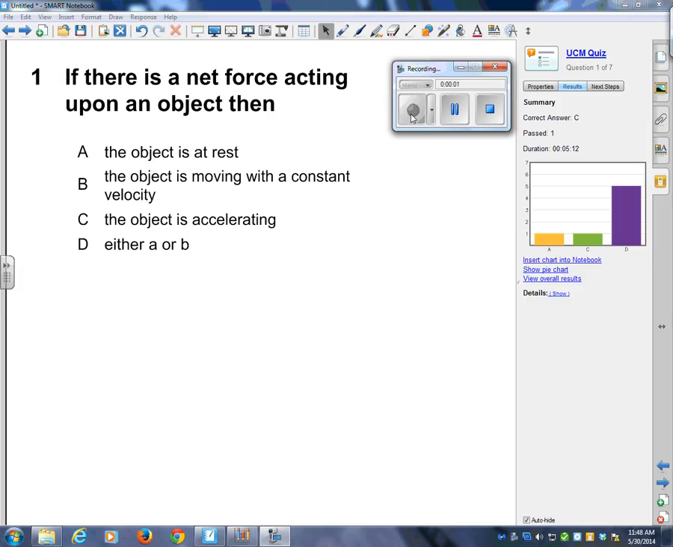Let's have a look at this here. If there's a net force acting upon an object, then A, the object is at rest, B, the object is moving at a constant velocity, C, the object is accelerating, or D, either A or B.